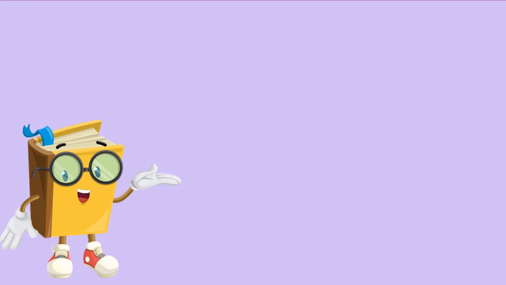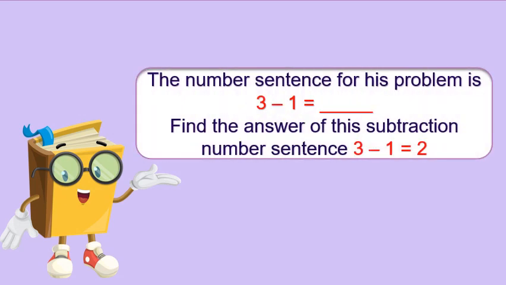The number sentence for this problem is 3 minus 1 equals blank. Find the answer of this subtraction. The number sentence is 3 minus 1 equals 2. 3 is called the minuend, 1 is the subtrahend, 2 is the difference.